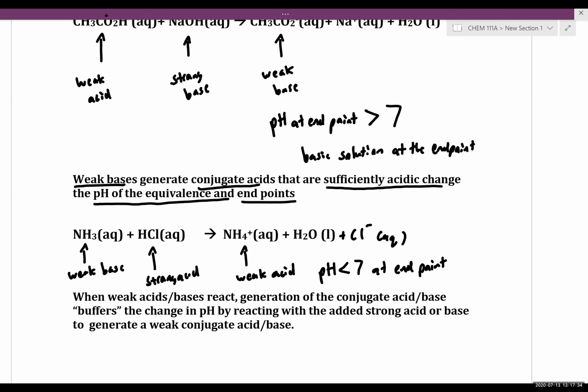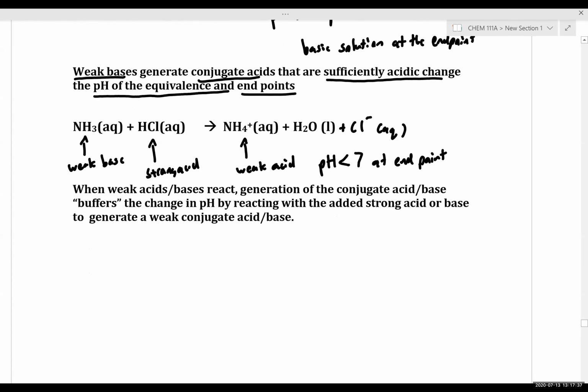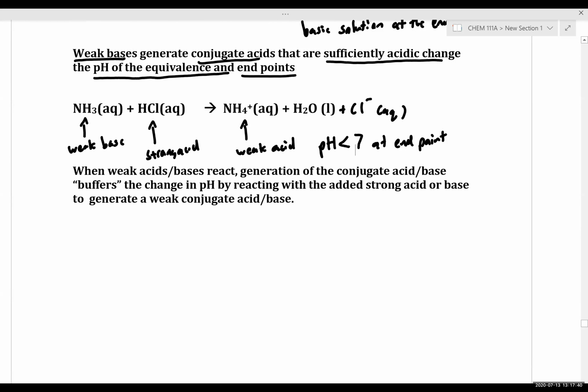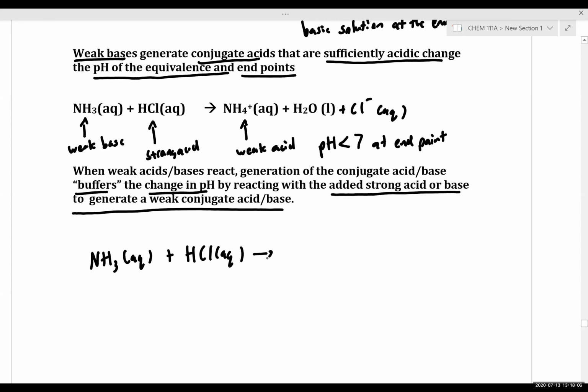Now, there's one other feature of weak acids and weak bases: when they react, they buffer the change in pH by reacting with the added strong acid or strong base to generate a weak conjugate acid or conjugate base. For example, if I have a solution of ammonia and I add some hydrochloric acid, I'll end up generating ammonium as well as water and chloride.